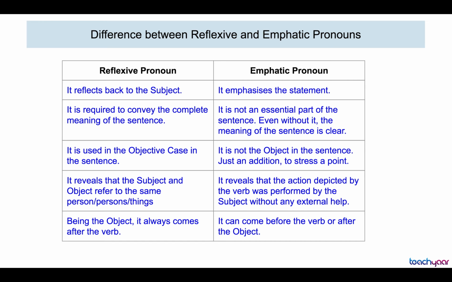Because how do we find out the object? We ask the question after the verb: whom or what? So it comes after the verb. Whereas in the case of an emphatic pronoun, it's not an object. So it doesn't come after the verb. In fact, it comes before the verb along with the subject, or it comes after the object. So the position of the pronoun in the sentence is different in the case of reflexive and emphatic.